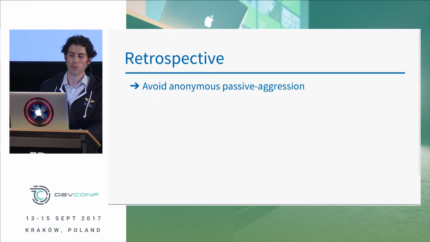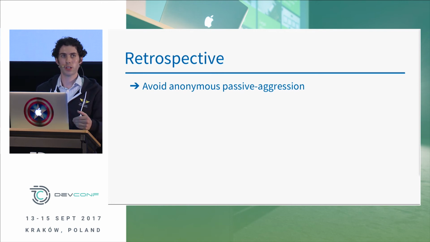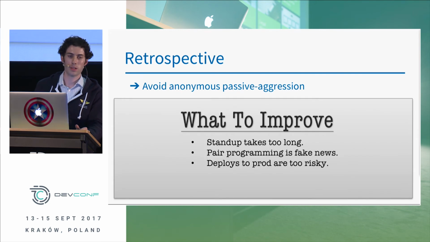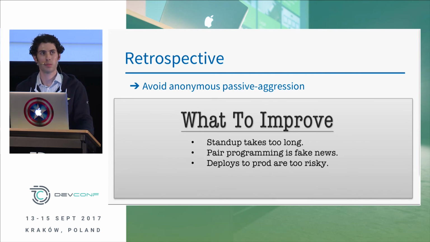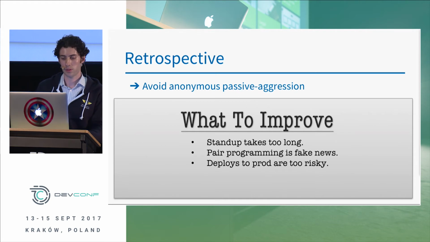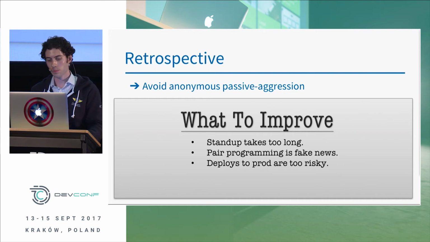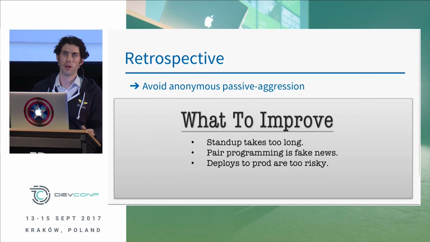And I also believe it's important to avoid anonymous passive aggression. And this is basically when people will submit things anonymously to the retro that they don't actually want to talk about. So for example, let's say we have our retro board that people anonymously submitted things to, and we have 3 items. Standup takes too long, pair programming is fake news, deploys to prod are too risky. Well, the first and the third are things that we can have a conversation about. But the second one doesn't actually mean anything, it's just negativity.